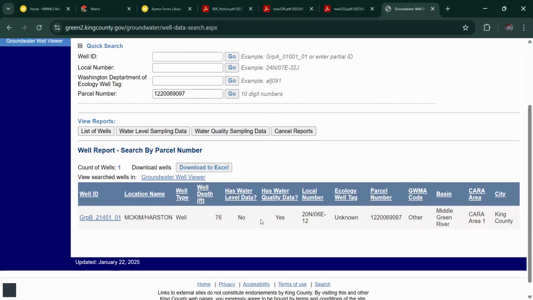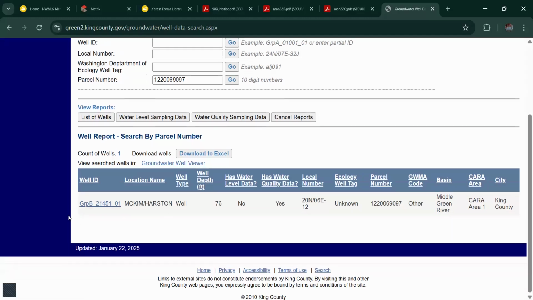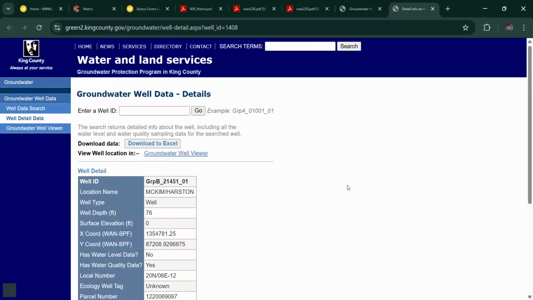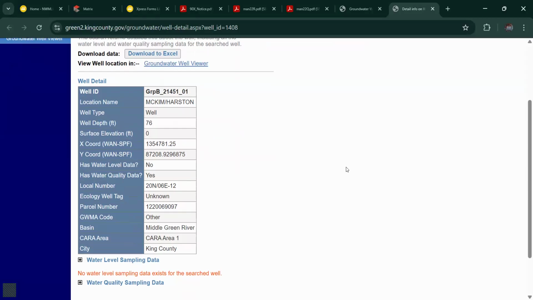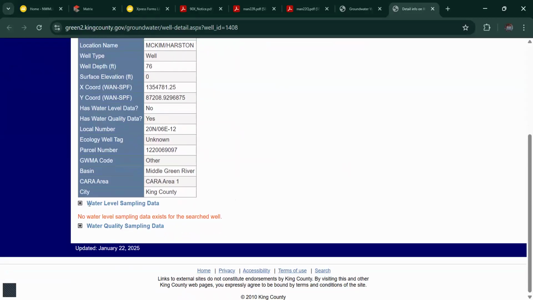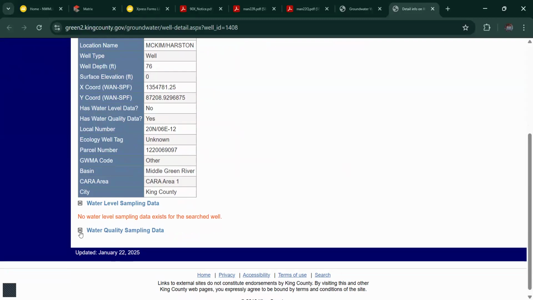Has water level data? No. Has water quality data? Yes. Here's the local number. Ecology well tag, unknown, parcel. I don't know what a GWMA code is. Oh, the basin's Middle Green River. And then Cara area 1 in King County. So you can click in and see the well ID. If there's any water level sampling data, it would be here, and same thing for the quality sample.